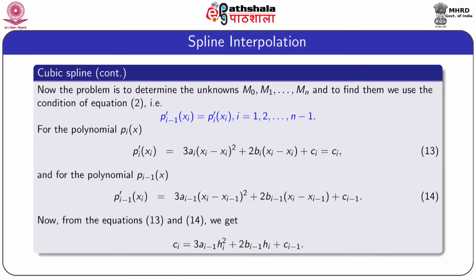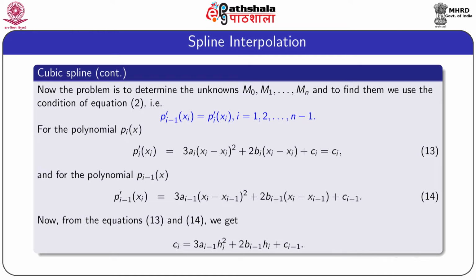And for the polynomial p_{i-1}(x), the first derivative of p_{i-1} at x is 3a_{i-1}(x - x_{i-1})^2 + 2b_{i-1}(x - x_{i-1}) + c_{i-1}. Now, the values of p_i' at x_i and p_{i-1}' at x_i are equal as per the condition. Therefore, equations 13 and 17 are equal.